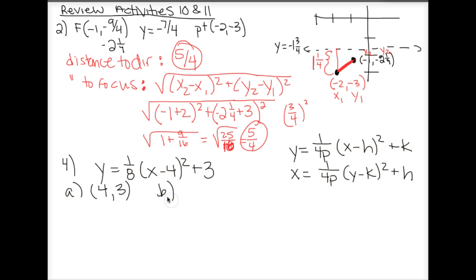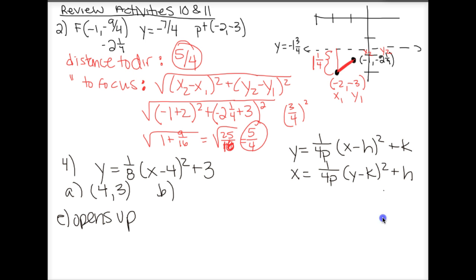Part B asked me for the focus. You actually need to do the last one first before you can find the focus, and that is you need to know which direction this opens. So I look at it, I say, well, the y is alone, which means it's vertically opening, and it's positive, which means it opens up. We need that to find the focus because remember that the focus is always inside the parabola.